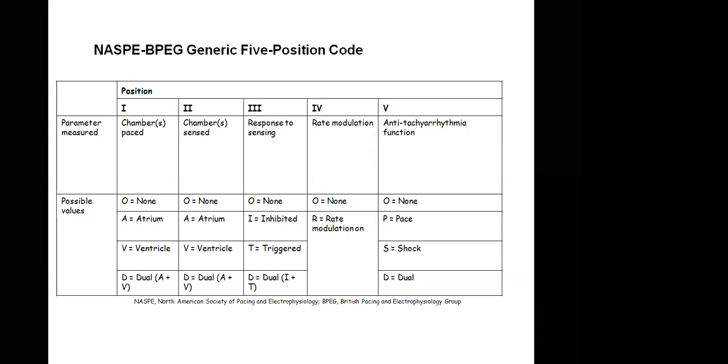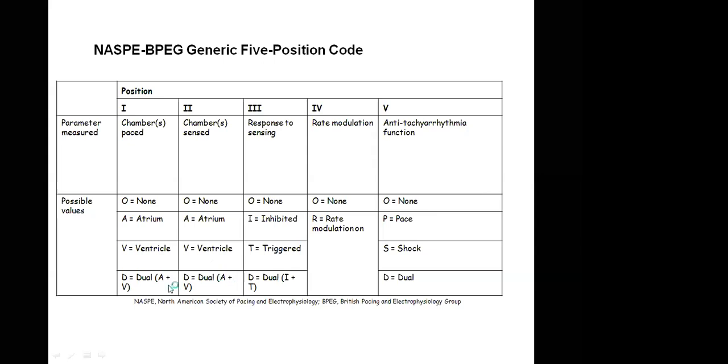Are you getting me? So we're saying the first alphabet is the chamber paced, and the second alphabet is the chamber that you are sensing. You can choose to sense only the atrium, you can choose to sense only the ventricle, but you can also choose to sense both the atrium and the ventricle. Are we getting it, man? Yes, Chief. So that makes it D. If you are sensing both atrium and ventricle, then it becomes dual, D. That's the meaning of D: dual, double.